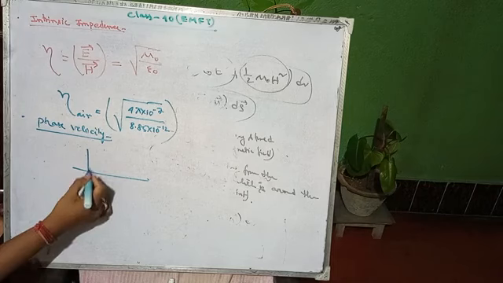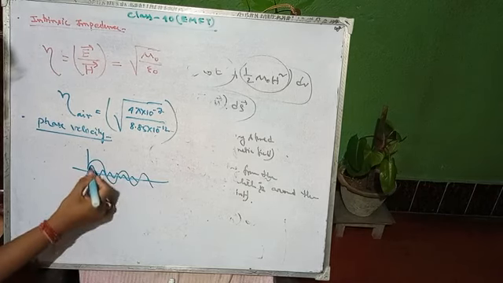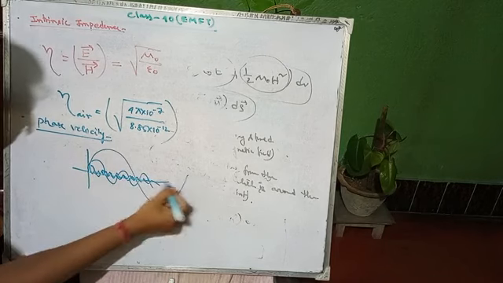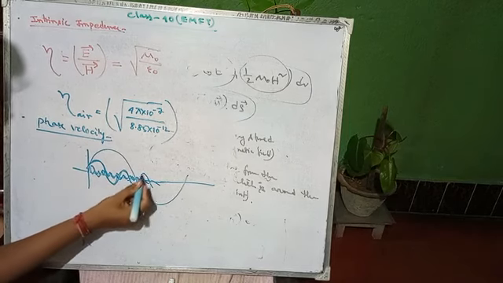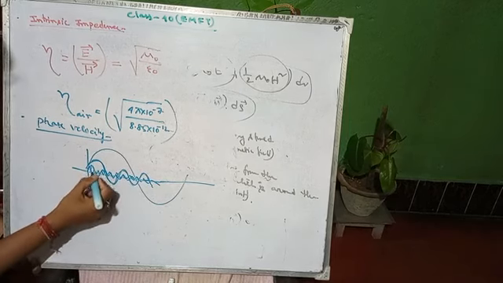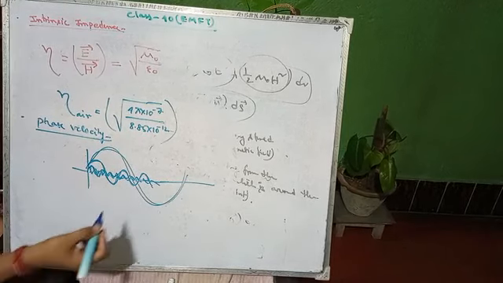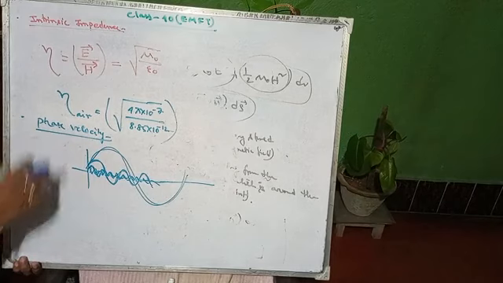Suppose a wave can be expressed this way. See, there are a huge number of frequencies. So this is a wave, this is a component of the wave, this is another component of the wave, and this is another component. Each of these components has a unique velocity. This velocity is called the phase velocity.